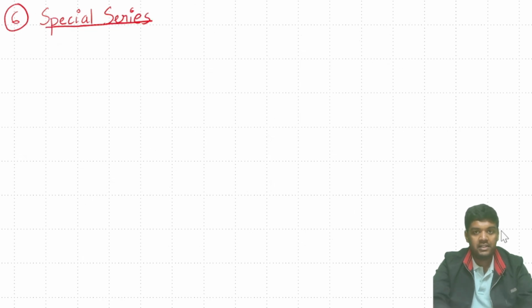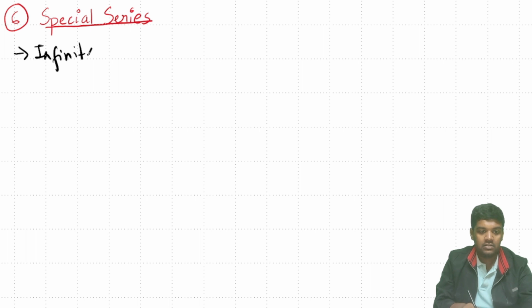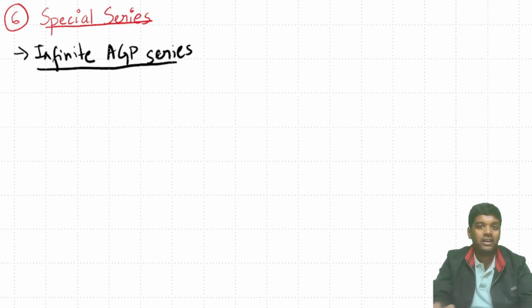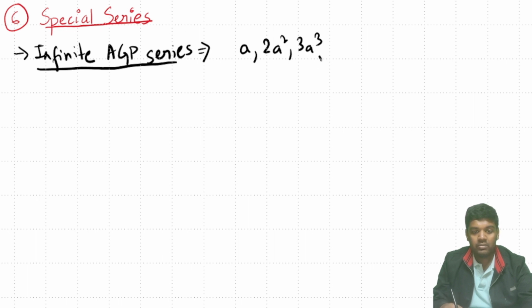So in special series हम दो type of series देखेंगे. Let's see one by one. So the first one is infinite AGP series. इस टाइप ऑफ सीरीज में हमें अरिथमेटिक प्रोग्रेशन एंड ज्योमेट्रिक प्रोग्रेशन दोनों का एलिमेंट्स दिखेगा. Let's see. a, 2a square, 3a cube, 4a to the power 4, dot dot dot till infinity.